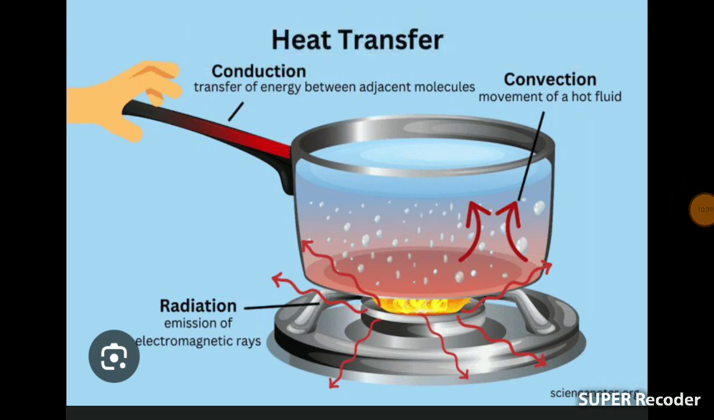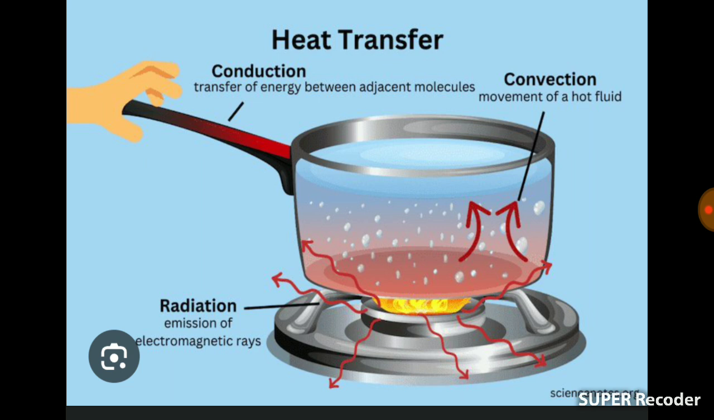What is convection? Convection is the process of transfer of heat from a region of higher temperature to a region of lower temperature by actual movement of particles through the medium, which you will see in the image. The modes of heat transfer are conduction, convection, and radiation.